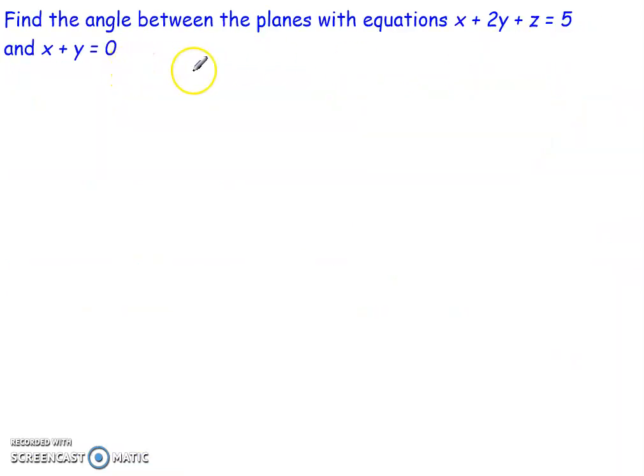So let's imagine I've got two planes. One is given by x plus 2y plus z equals 5, and the second plane is given by x plus y equals 0. What I want to do is find the angle between the two planes with those equations.